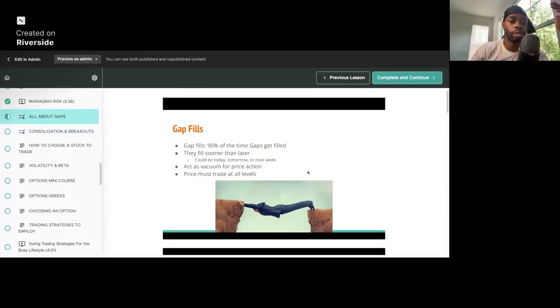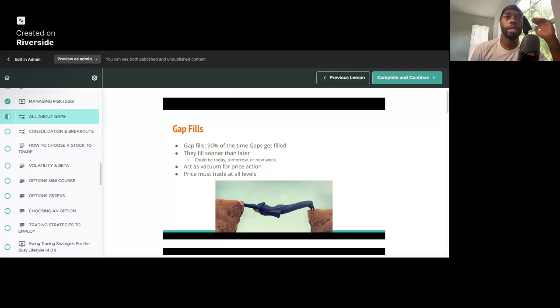So when we're looking at the charts, gaps fill about 90% of the time, okay? So gaps fill 90% of the time, and they fill sooner than later. It could be today, it could be tomorrow, it could be the next week. But when we're trading, especially on the 5 minute time frame, and we're doing day trades, it'll fill pretty quickly. It acts as a vacuum for price action. So since prices weren't traded in there, we need orders to get fulfilled in that gap. And you'll see later on why price gravitates to those fills because every fill must get filled.